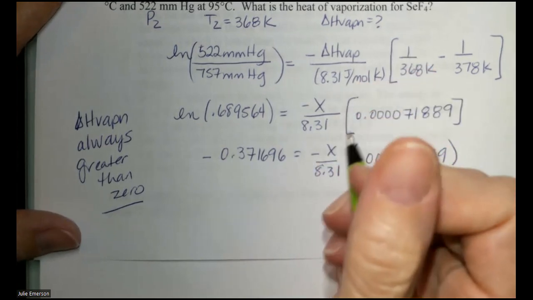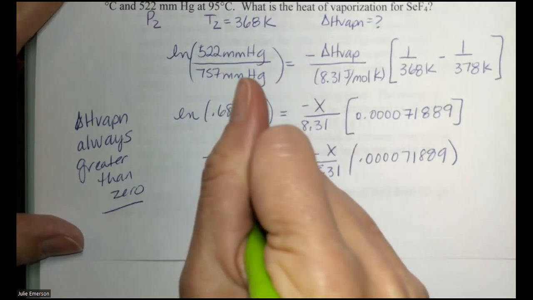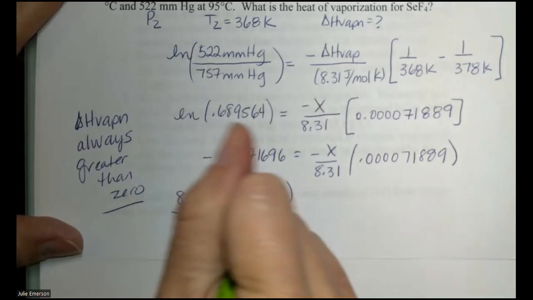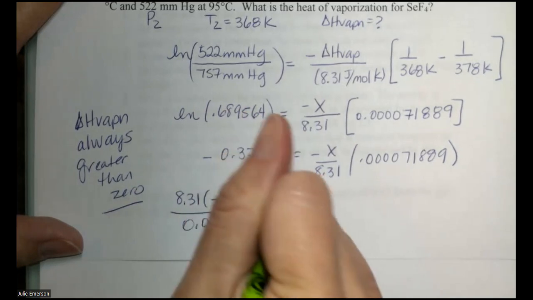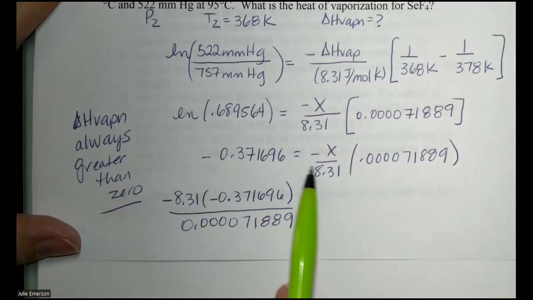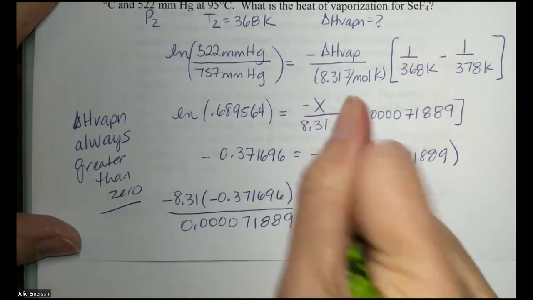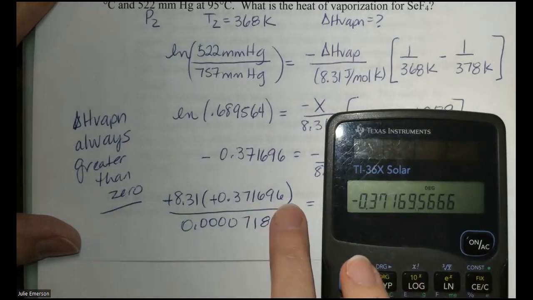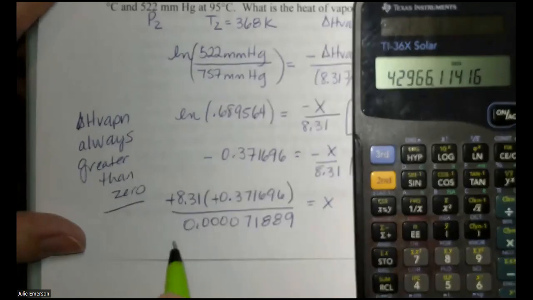So if I'm going to solve for x, I'm going to take the negative 0.371696. I'm going to cross multiply the 8.31. And then I'm going to cross divide the 0.000071889. And then of course, there's also this negative in here, that I'm flipping over, because we want to get rid of the negative part of x. So the negative is going to cancel out. So I've got the 0.371696 still in there. Cross multiply the 8.31 negative. Oh, I forgot the negative. Sorry, that's okay. And then divide by 0.000071889. All right, and there's my value.